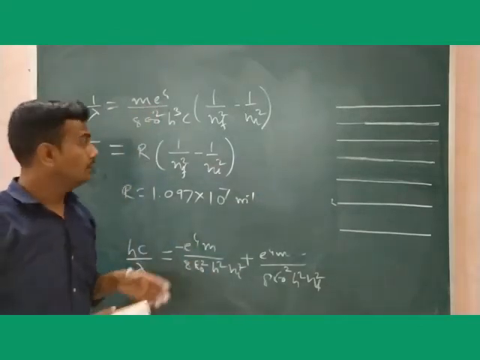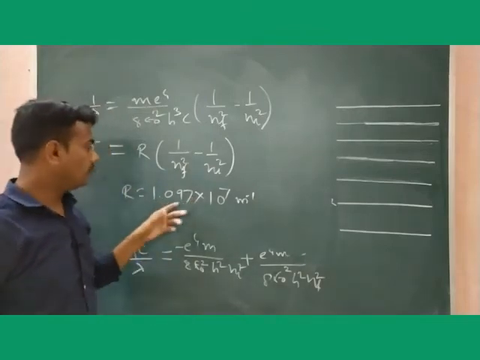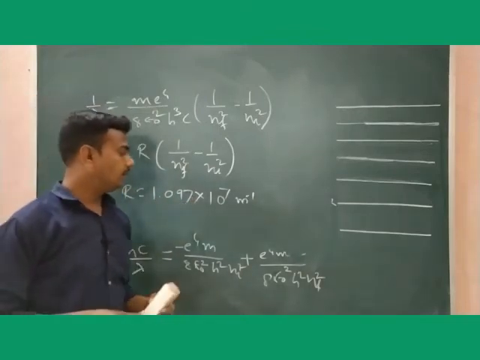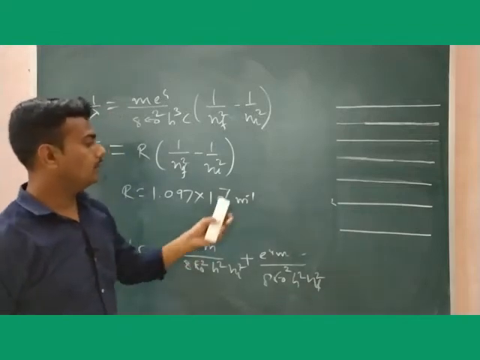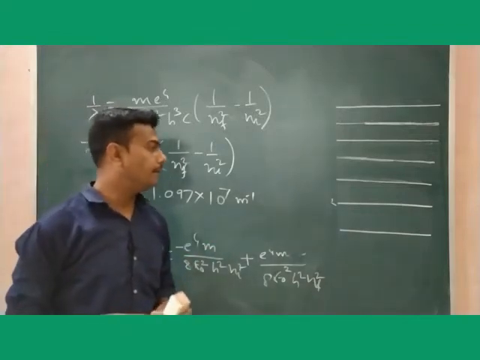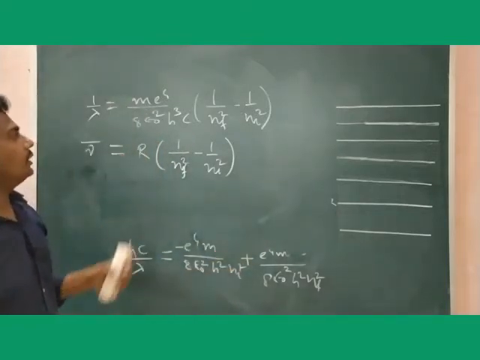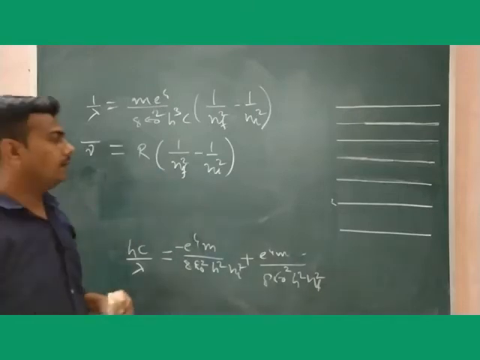If you calculate this, it will come out to be 1.097 into 10 to the power 7 per meter. Okay, so this is R, that is called Rydberg's constant. And this is the wave number, or reciprocal of wavelength, that we have calculated here.